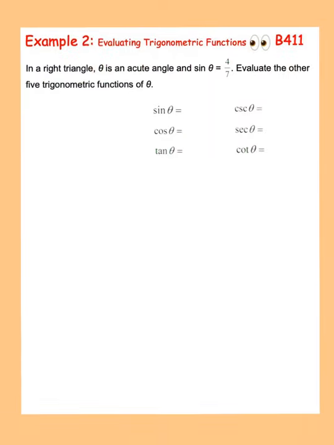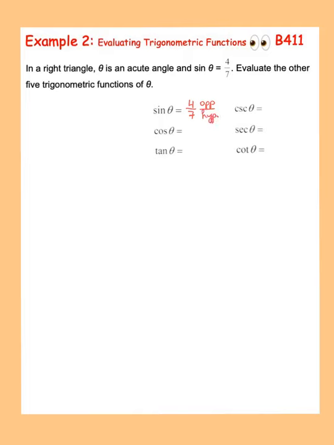In example number 2, we are again going to evaluate trigonometric functions. In this case, we are given a right triangle with angle theta, and we are given the information that sine theta is 4 over 7. Evaluate the other 5 trigonometric functions of theta. So the first thing I will do is write down that sine theta is 4 over 7. And I also know that sine is opposite over hypotenuse.